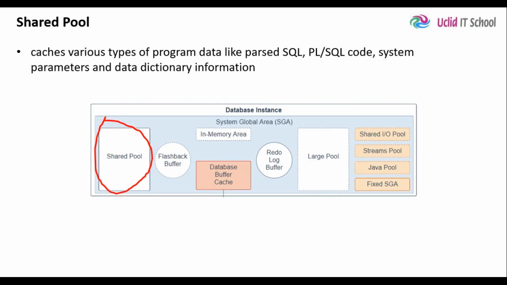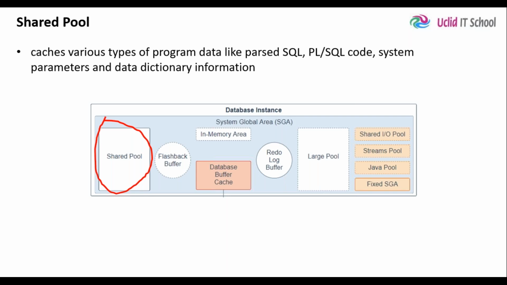Then the third component is the shared pool. The shared pool is a very important pool. It caches various types of program data like parsed SQLs, PL/SQL code, system parameters, and the data dictionary information. So in a way, the shared pool stores the metadata. The privileges information, who has access to this data, and the parsed SQLs.